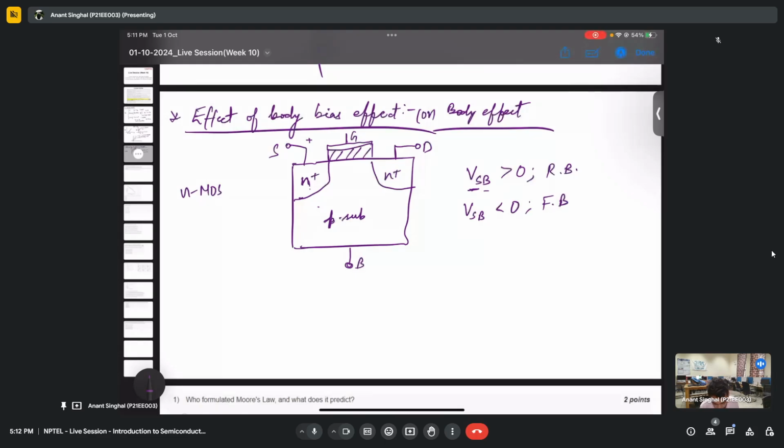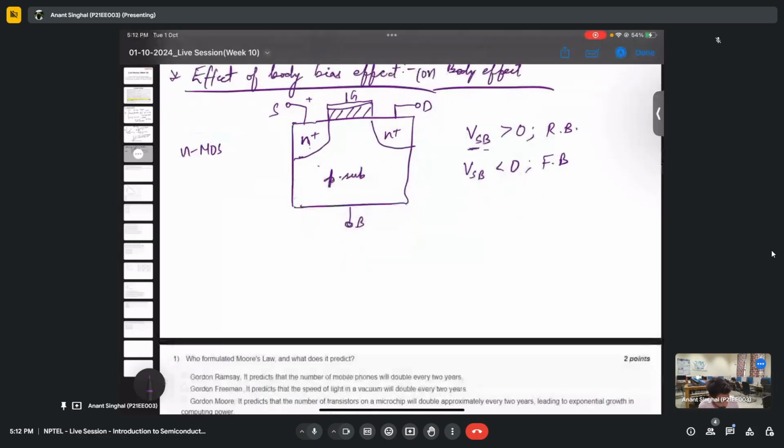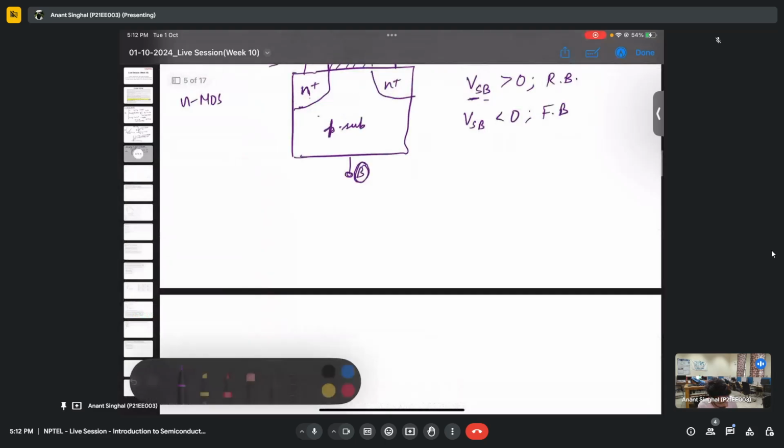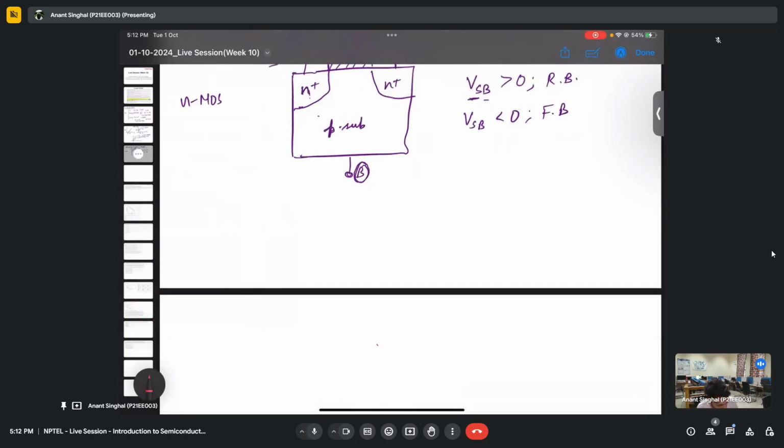So what in general we do is we apply a certain body bias. Till now what we were doing is keeping the body bias at ground, which is not the case in general, and now I am applying a certain body bias.